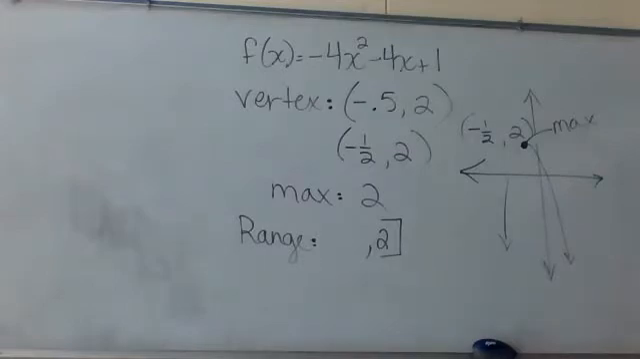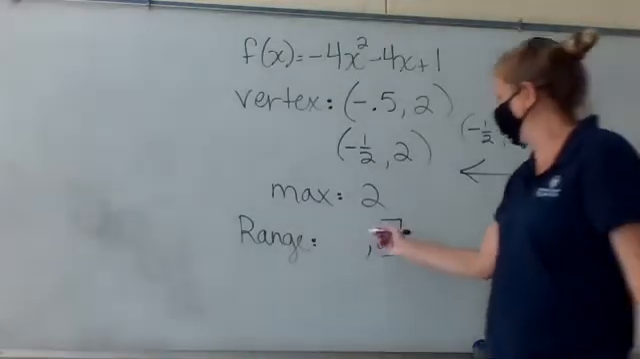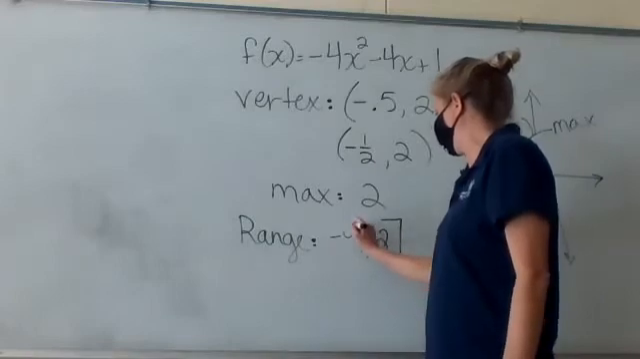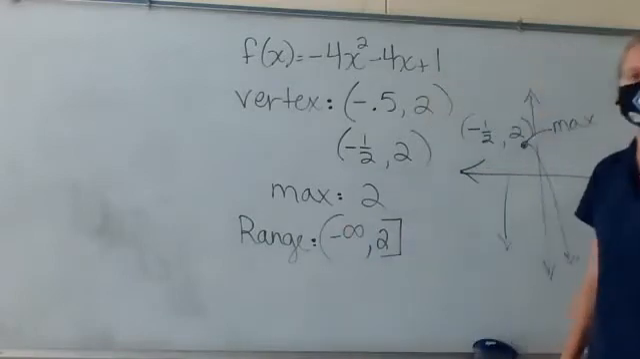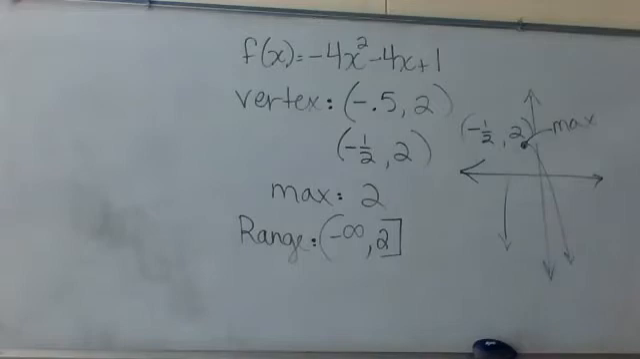And again, it has the bracket around it, right? Because 2 is part of this graph. I do definitely have a y value of 2 on this graph. Now, all the numbers below 2 would go all the way down forever. So if I'm going down forever, where is that going to be? Negative infinity, and infinities always have parentheses since you can't include them.